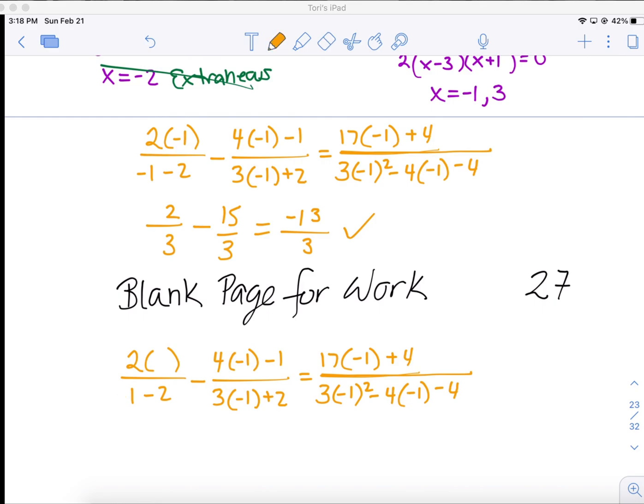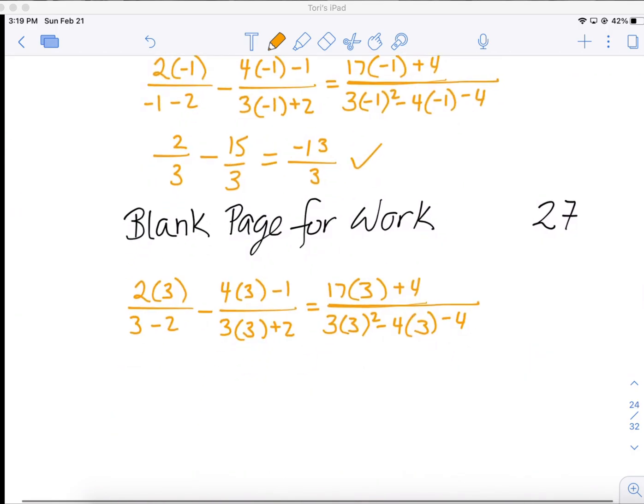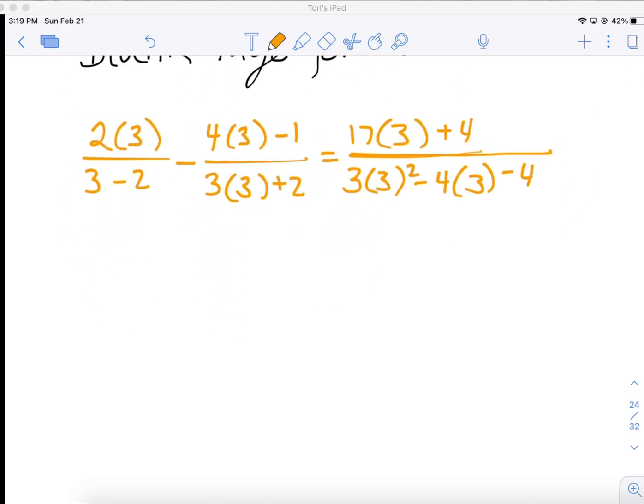All right, so changing these guys to a positive 3. I'm going to change these guys to a positive 3. And then I'm going to change all these guys to a positive 3. All right, double check that's my equation. Yep. All right, let's run through this one. 2 times 3 is 6 over 1. 4 times 3, 12 minus 1 is 11. Over 9 plus 2 is 11.